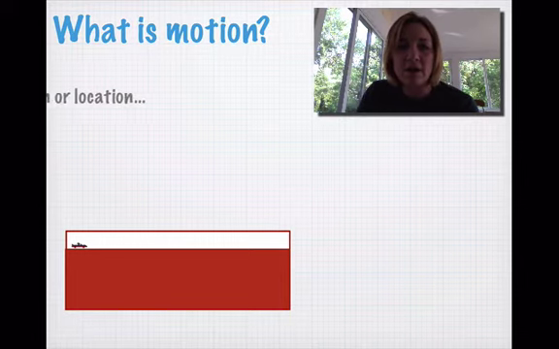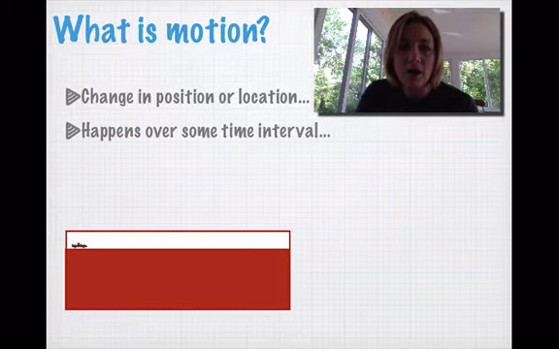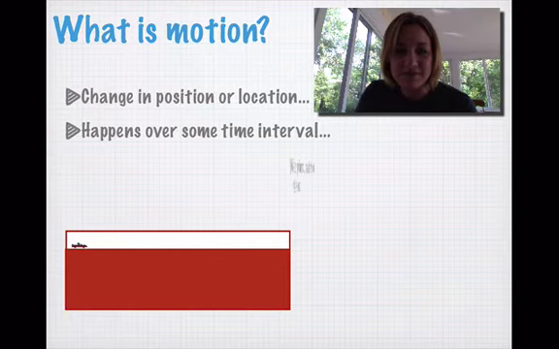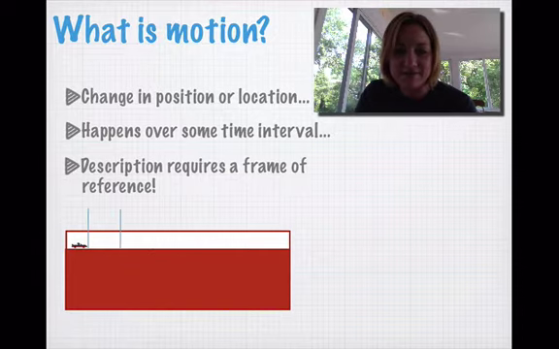All right, so motion is basically a change in position or location with respect to some arbitrary origin. It's going to happen over some time interval. Could be a very short time interval, could be a very long time interval, but there is some time interval involved. And to describe it again requires a frame of reference.